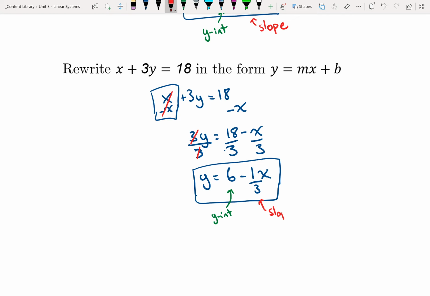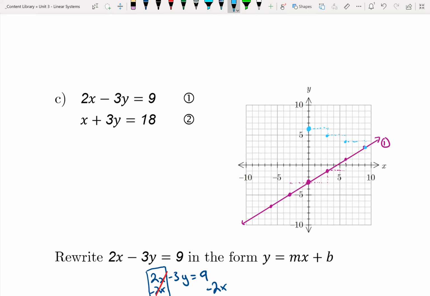So I had my slope switched around. It should actually be to the right 3, down 1. To the right 3, down 1. So I can see where it crosses. Again, I made the mistake of switching up my slope. Remember, it is rise over run. So we did have a run of 3 and a rise of negative 1. So there is my equation 2 line.